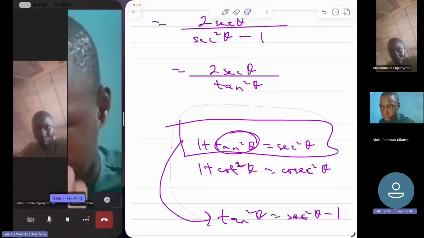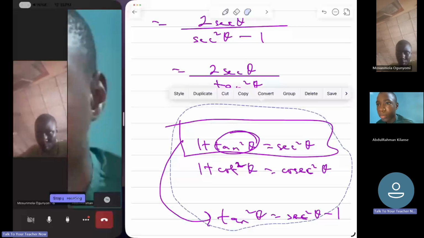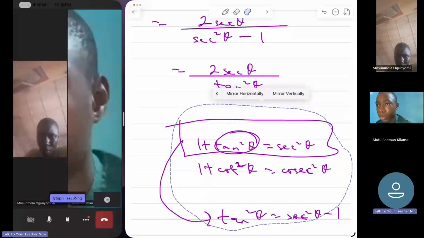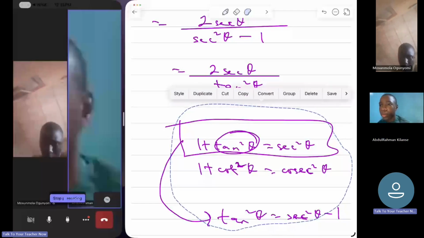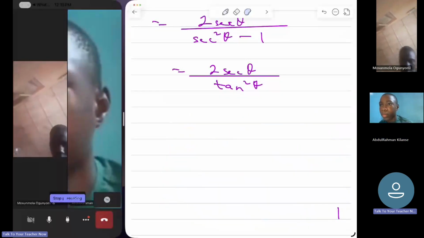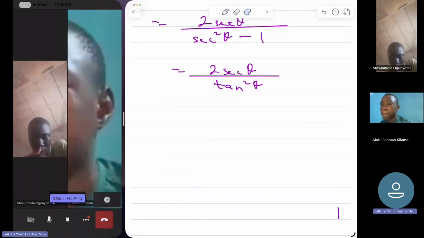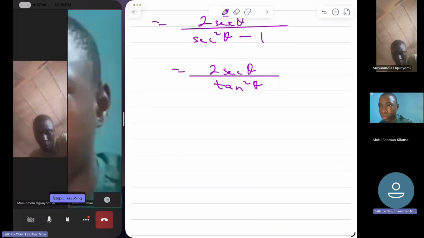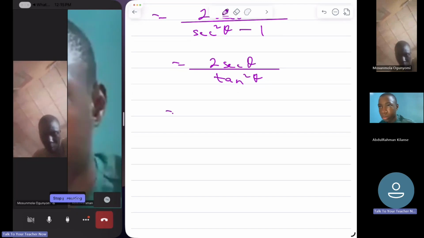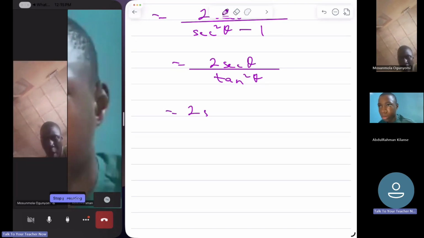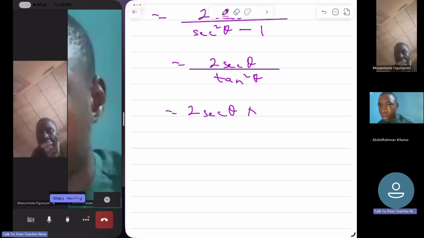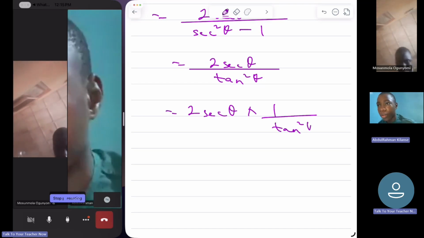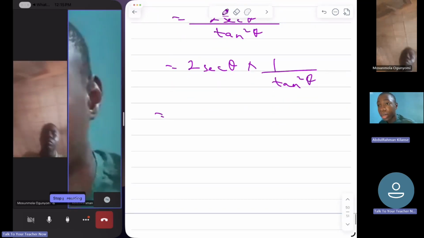You should know those 3 we found: sin square theta plus cos square theta equals 1, 1 plus tan square theta equals sec square theta, and 1 plus cot square theta equals cosec square theta. So this simply means what? 2 sec theta times 1 over tan square theta.